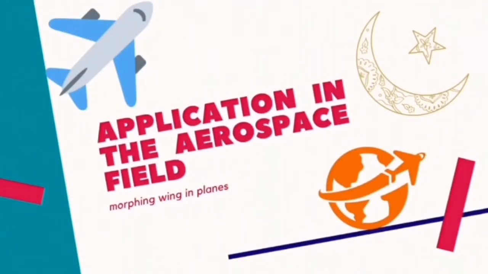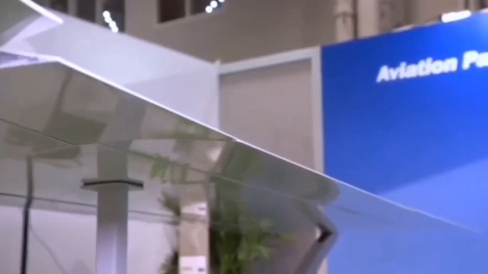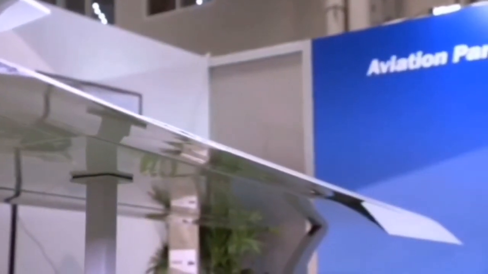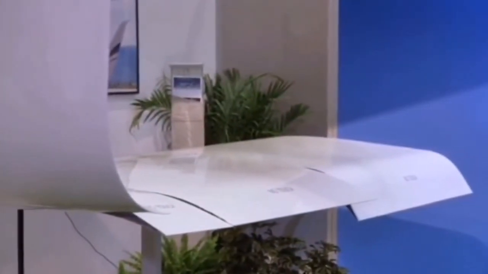Next, application in the aerospace field, where the devices produced are morphing wings and planes. It is to increase speed, reduce power consumption, and improve roll control and temperature. Here is how the wings work. The alloy can replace the complex system in wings by heating up the electric wire.